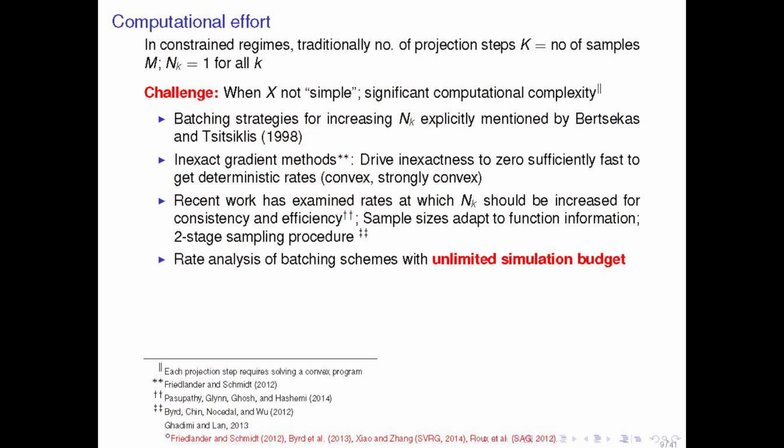There's a lot of work on inexact gradient methods, beginning with the ideas of Michael Friedlander and Mark Schmidt, where they looked at driving the inexactness to 0 sufficiently fast to get deterministic rates. Okay? In this regime, there was no bound introduced on the amount of simulation budget. There's also some work by Raghu Pasupathy, with Peter Glynn, Soumyadeep Ghosh, and Fatemeh Hashemi, where they look at rates at which n_k should be increased to obtain consistency and efficiency.